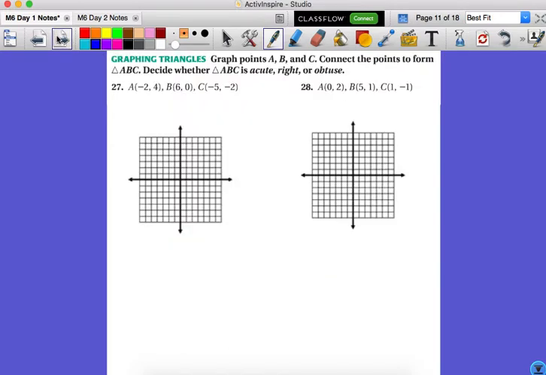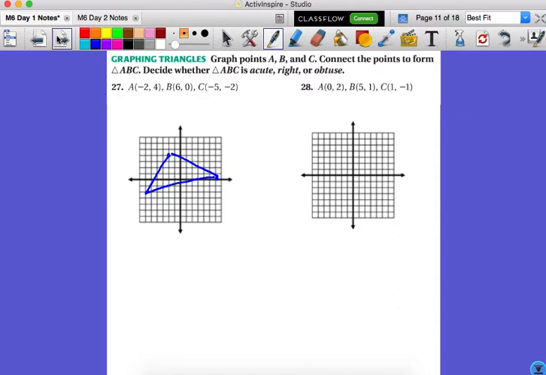If we have these 3 points on a graph, we want to first plot the points, look at the triangle, and then assess what does this look like it is. So for the first one, -2, 4, 6, 0, and -5, -2. So if I look at this, to me, it looks like that's an obtuse angle at the top, but it might be a right angle.